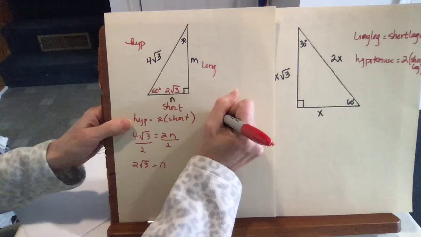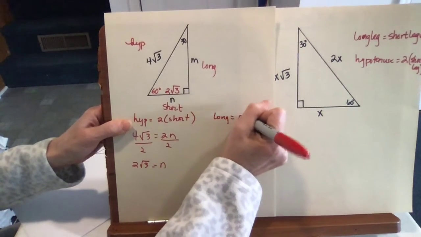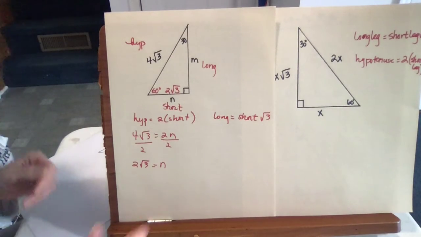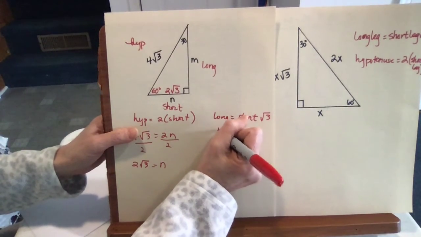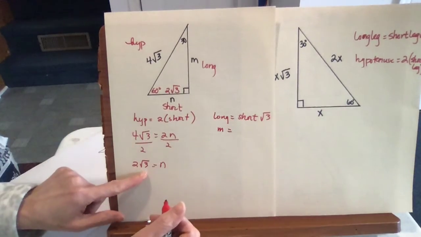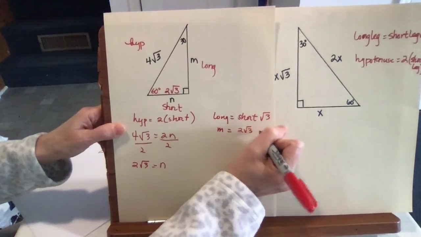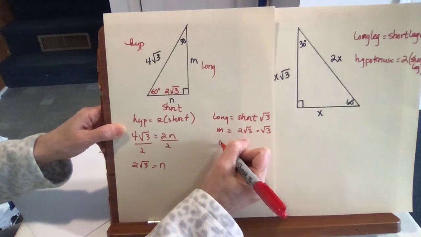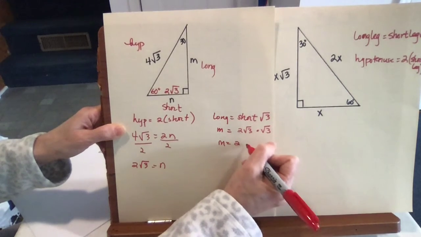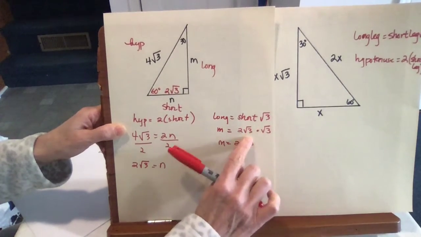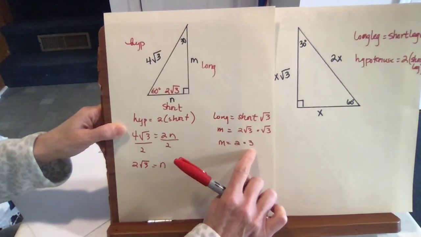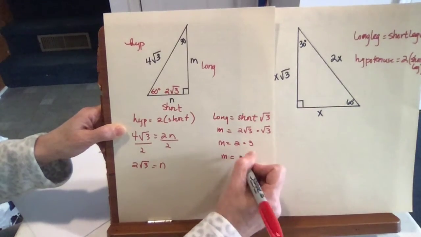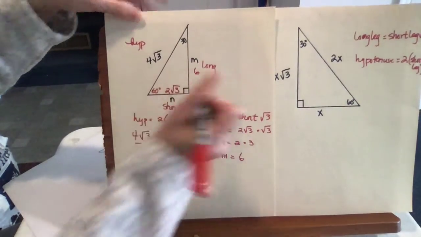Now our long leg is equal to short times root 3. So now our long leg is what we want to know, so m equals, our short leg we calculated is 2 root 3 times root 3. So we're going to get m equals 2 times square root of 9, or 3. If you remember from last lesson, radical times itself is the radicand, which is the number underneath that radical. So 2 times 3 is 6, so m is 6.